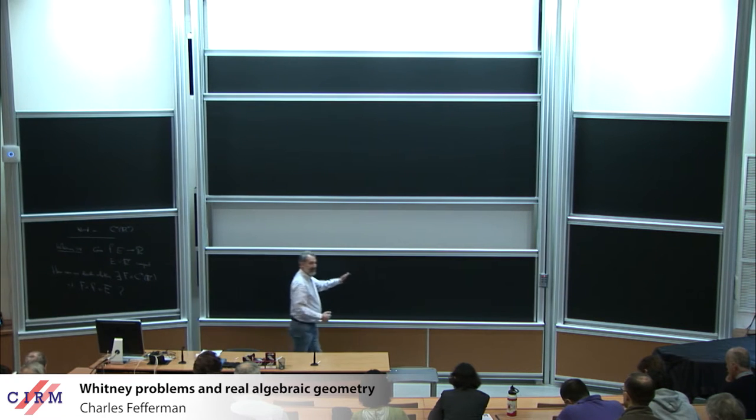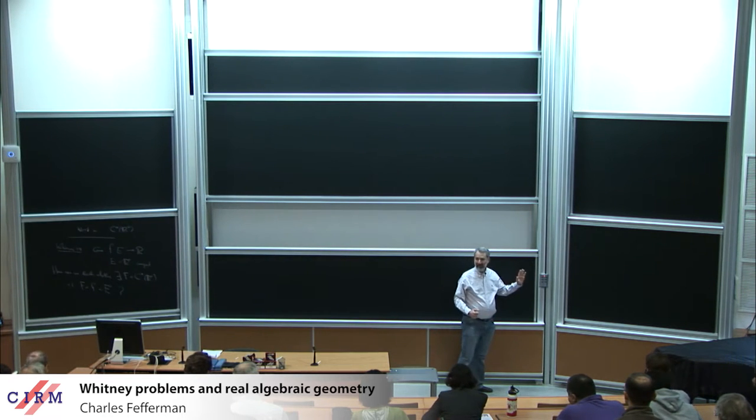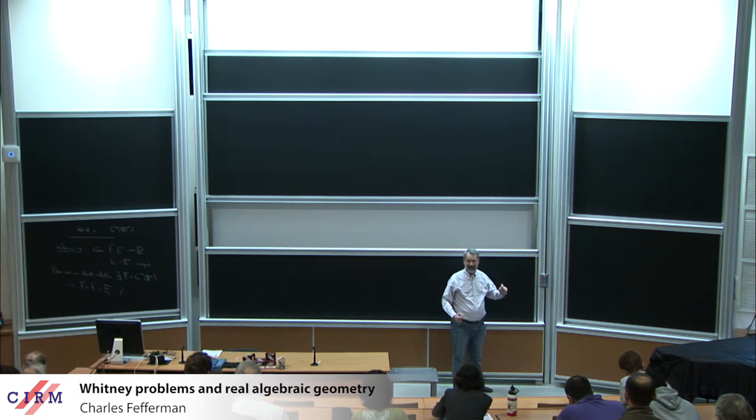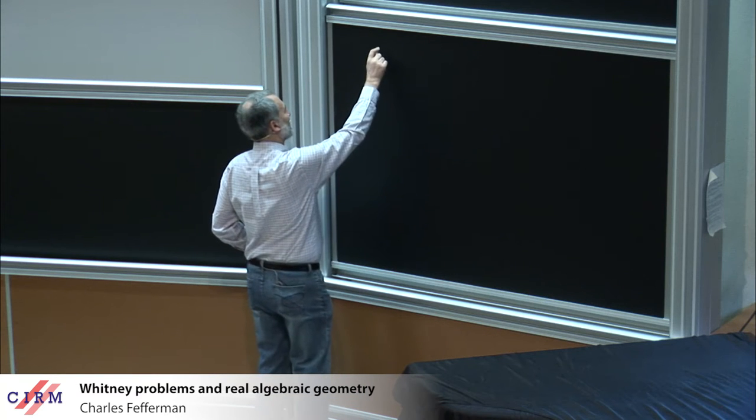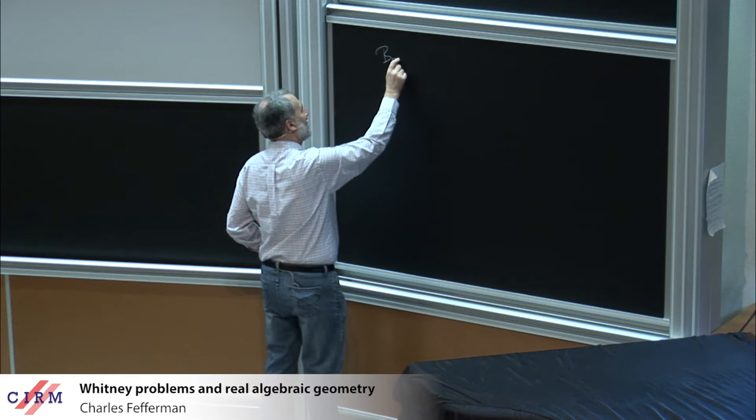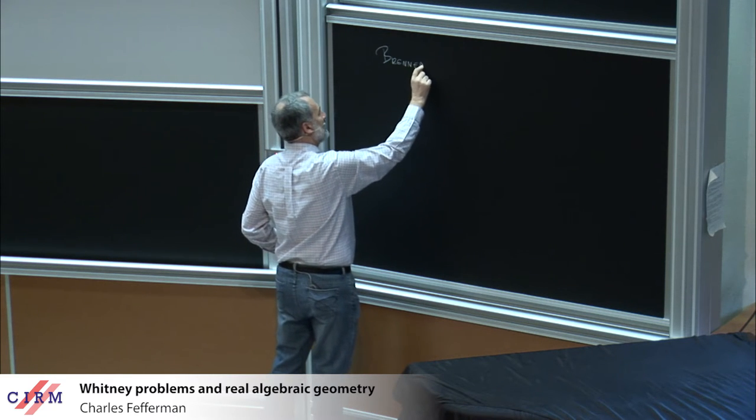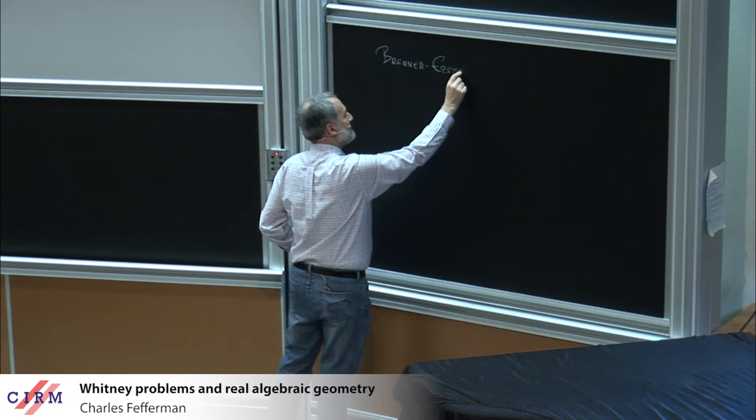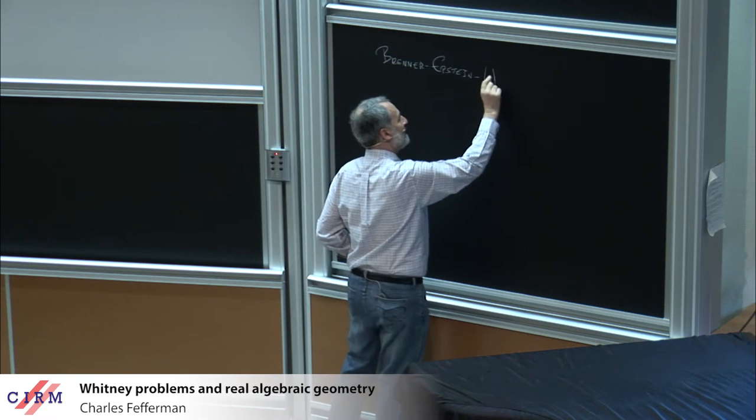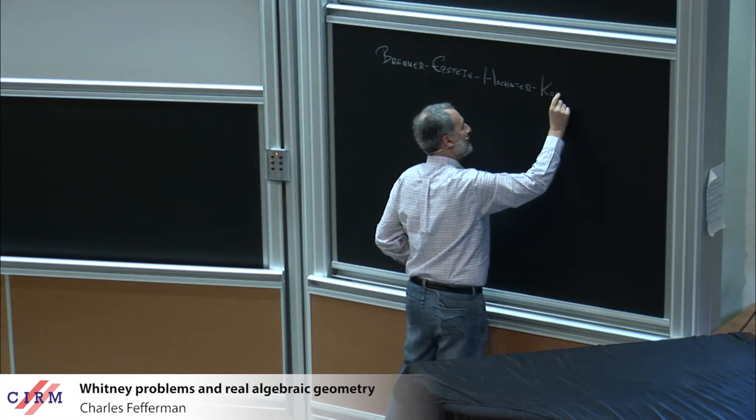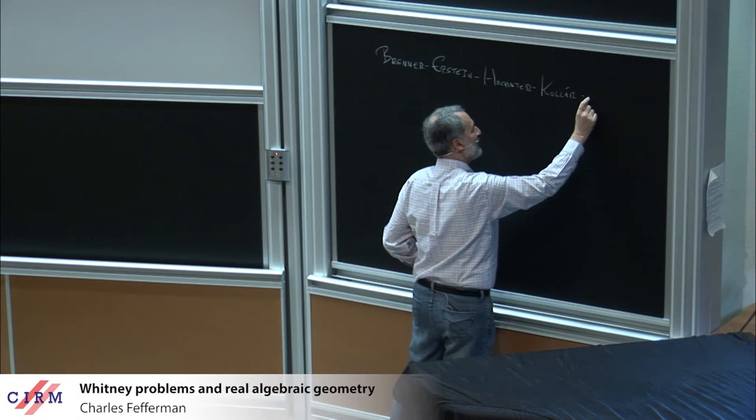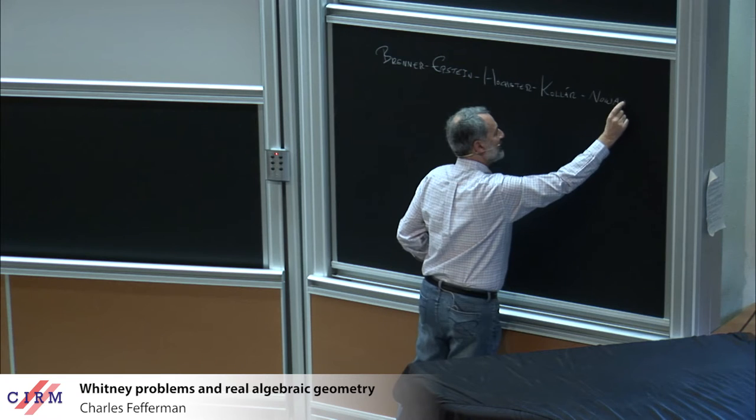Here I'm going to mention a problem of real algebraic geometry. I'm afraid I will not have time to motivate it properly. I will just say that the motivation for this lecture consists of a list of algebraic geometers who were interested in it. So the relevant people are Brenner, Epstein, Hochster, Kollár, from whom I learned about the problem, and Nowak. And the problem is the following.